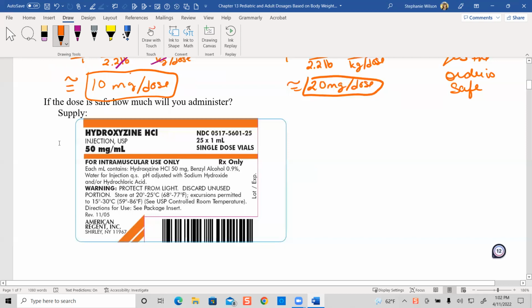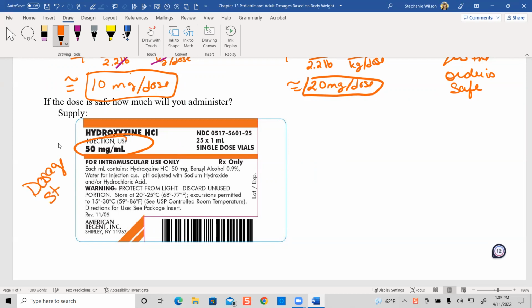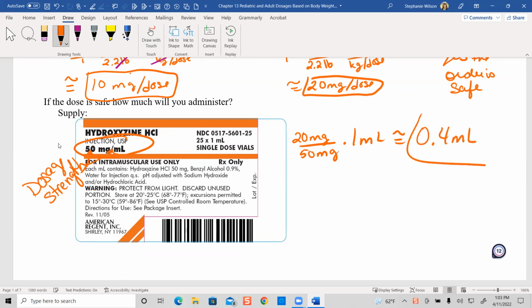Okay, so if the order is safe, we know we got a supply of 50 milligrams per milliliter. That's my dosage strength. For those of you who forget, that is a dosage strength. Remember, you take both parts, here and here. All right, we're going to set it up. Our order said 20 milligrams. We got 50 milligrams times that 1 milliliter. So I'm going to say 20 divided by 50, and it's going to be 0.4 milliliters is how much we will administer because the order was safe.